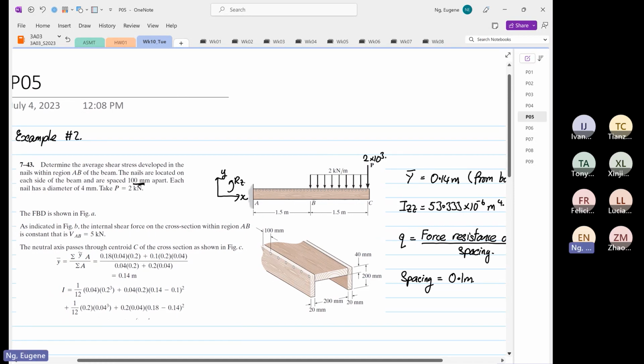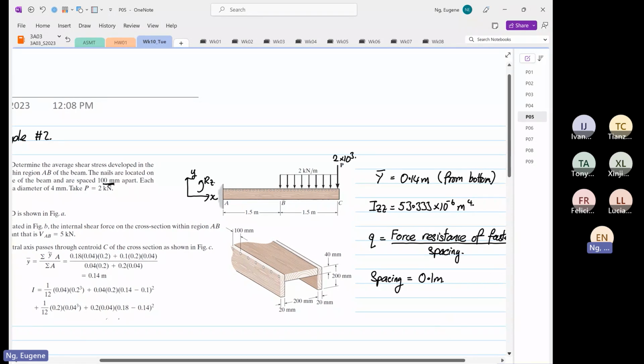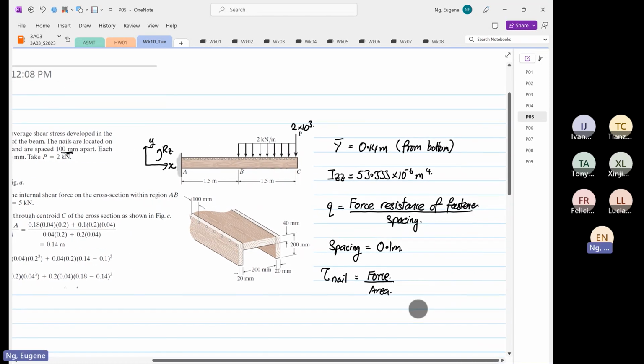And to find the stress acting on the nail, the stress of the nail is equal to force divided by area. And the force over here is the force resistance of the fastener.